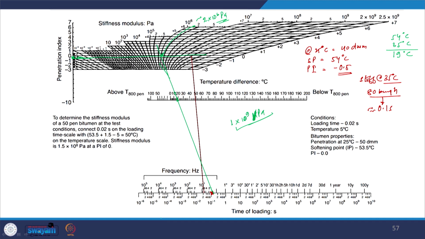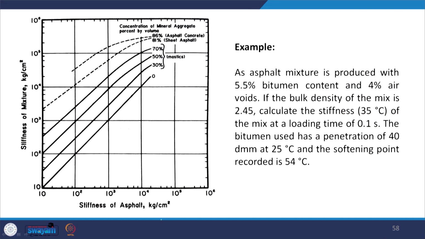Okay. So, let us now proceed and see further how the stiffness of the bituminous mixture can be determined from the second graph or the nomograph which we have. This is also the nomograph which was proposed by Van der Poel, and here you see on the y axis we have the stiffness of asphalt in kg per centimeter square, and here we have different lines corresponding to the concentration of mineral aggregate, percent by volume of the mixture.